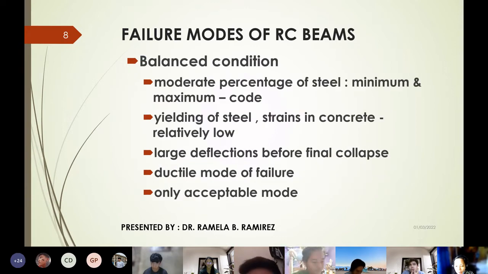In the balance condition, however, which is the only acceptable condition in the design, there is a minimum and maximum value based on the codes and specification for the moderate percentage of steel. So there is a relatively low yielding of steel and low strain in concrete. Meaning there is a large deflection before final collapse, and the failure mode is ductile. So yung property of ductility na a-achieve natin. Again, this is the only acceptable mode of failure for reinforced concrete beam.